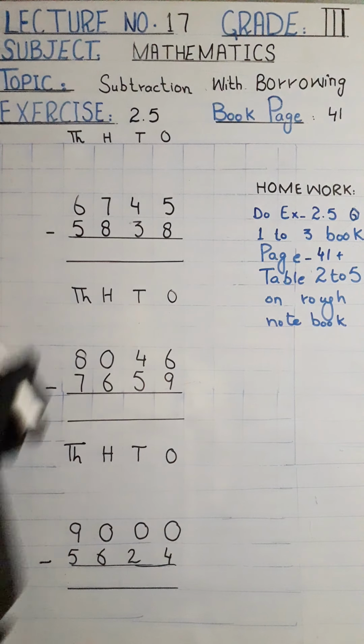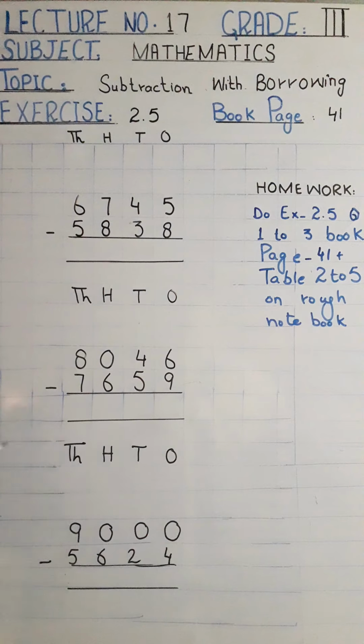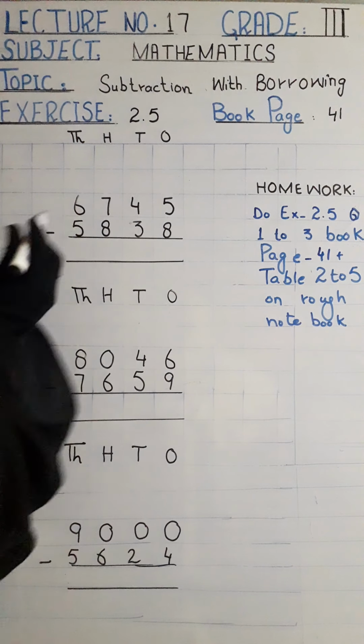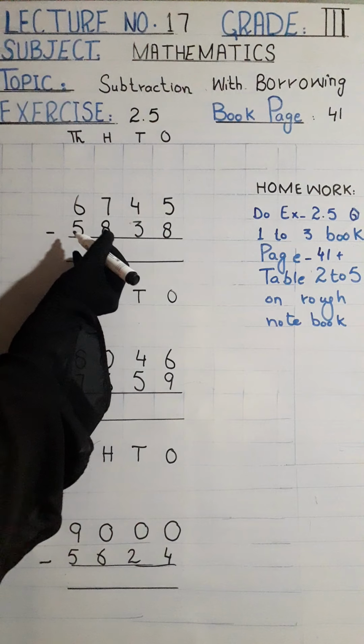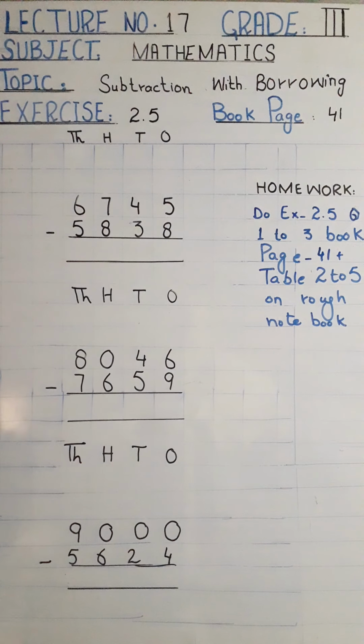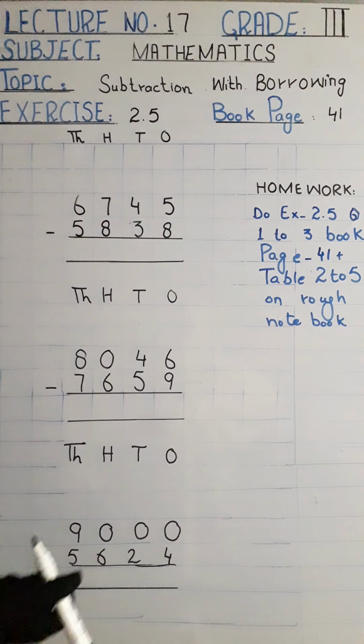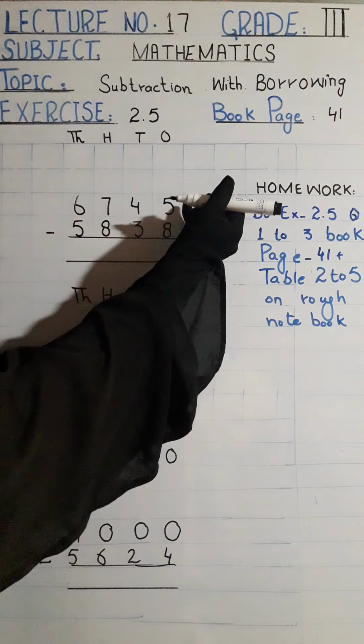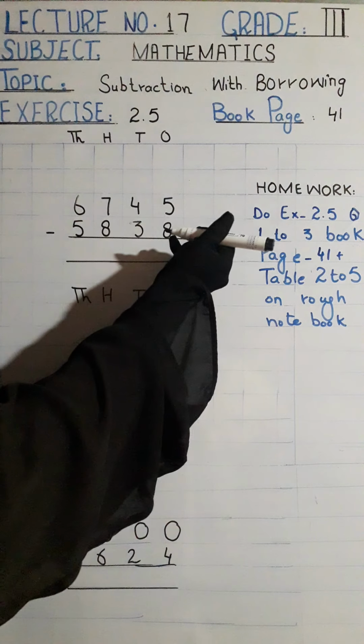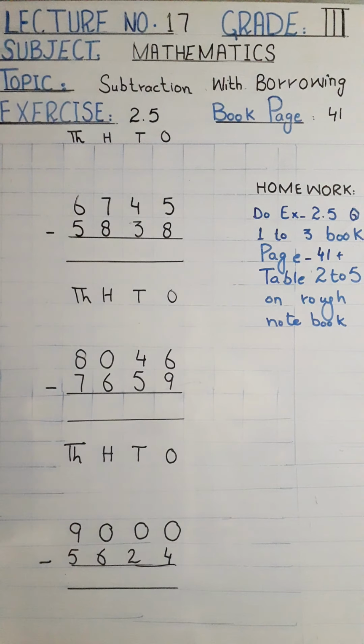Students, here are 3 examples. The first question is 6745 minus 5838. First, we start subtraction from the ones digit, from your right side. Now look at the first digit. Can you subtract 8 from 5? Is it possible, students?